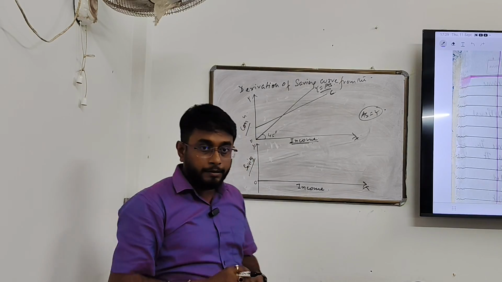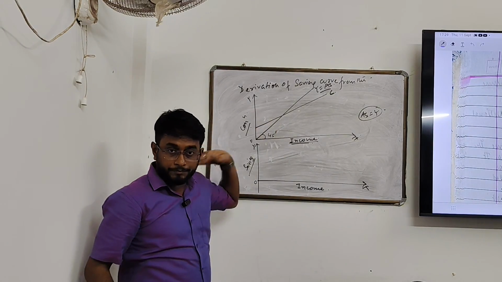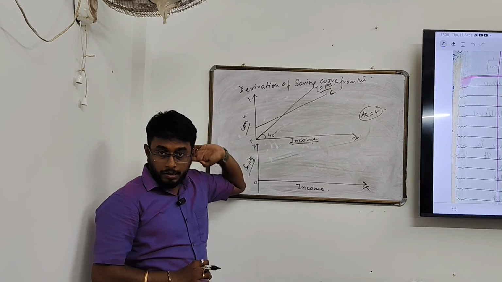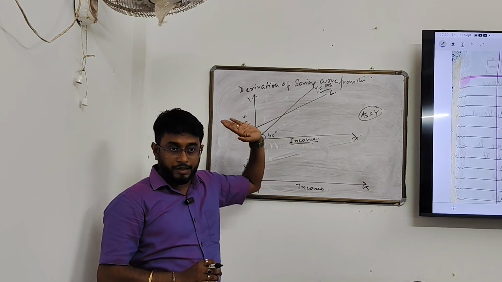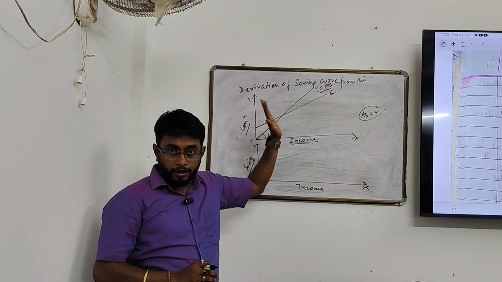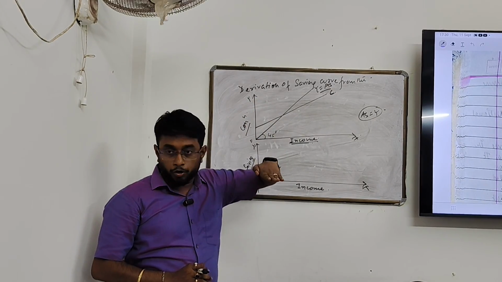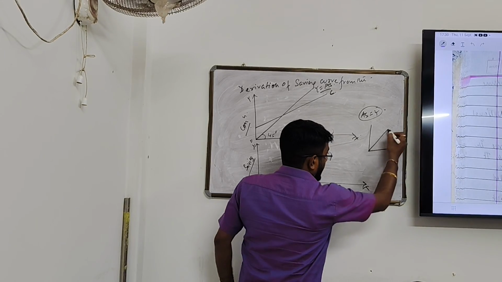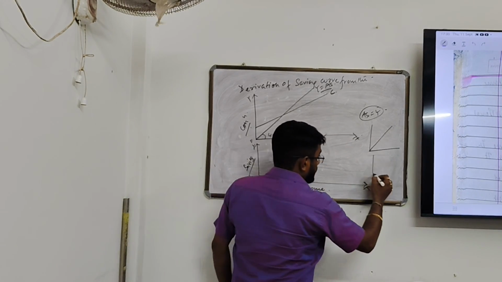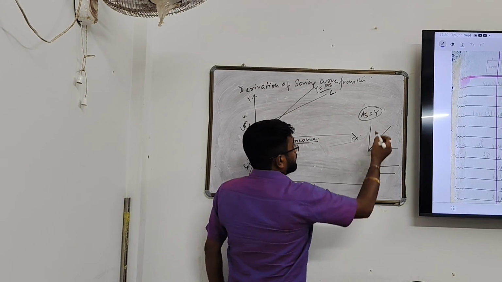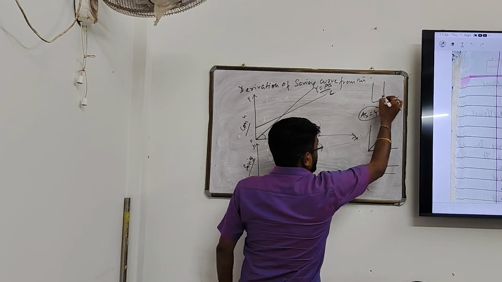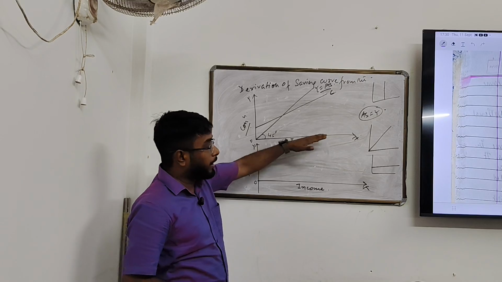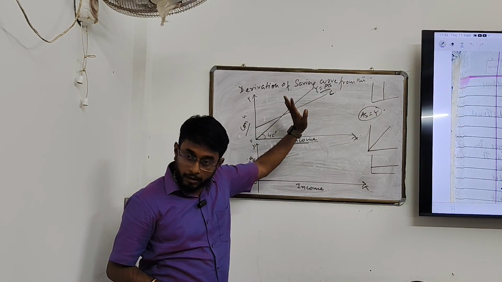How does C look? C looks like this. Clear? It is flatter to the x-axis or horizontal axis, but it is not a 45-degree angle, not vertical, not horizontal. C will not look like this, C will not look like this. C will be flatter to the x-axis like this. Clear?